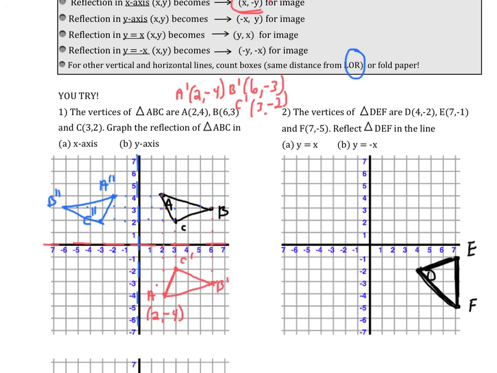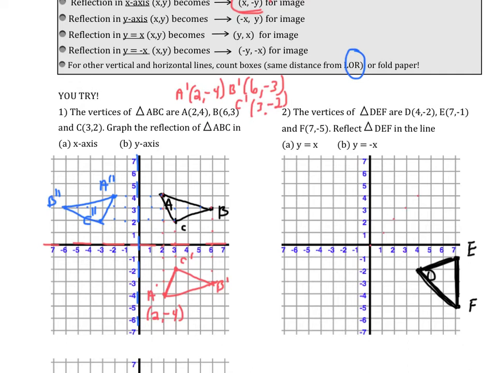Okay, so in the second question, I've started by graphing the triangle DEF, whose coordinates for D are (4, -2), E is at (7, -1), and F is at (7, -5). And we want to reflect triangle DEF in the line y = x, and then in the line y = -x. So we're going to start by graphing the line y = x, and I'm going to do that in red. y = x goes through the origin and it has a slope of 1.